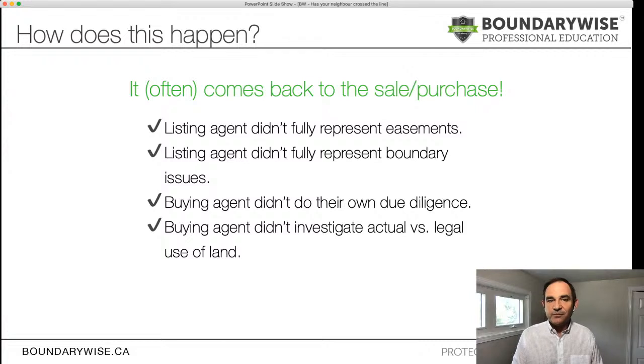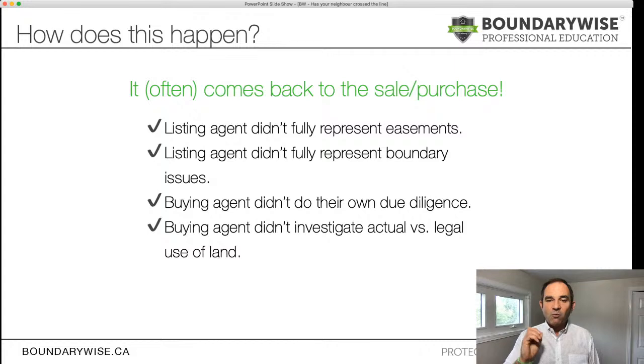An issue exists, but the listing agent didn't fully represent, say, easements. They didn't fully represent an encroachment, a shed that is over the property. And so the buyer comes in, the buying agent doesn't do their own boundary due diligence. Of course, you all would do this, right? The buying agent doesn't do boundary due diligence, and the unsuspecting buyer buys a property and ends up inheriting this issue. So between the listing agent and the buying agent, if neither is doing boundary due diligence, whether it's disclosing on the listing or doing the research on the buying side, you end up with a buyer who inherits a set of potential problems and has to deal with them after the fact.